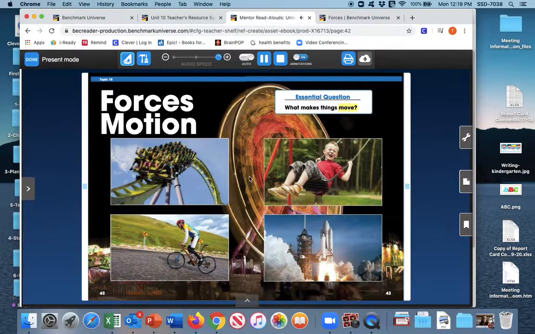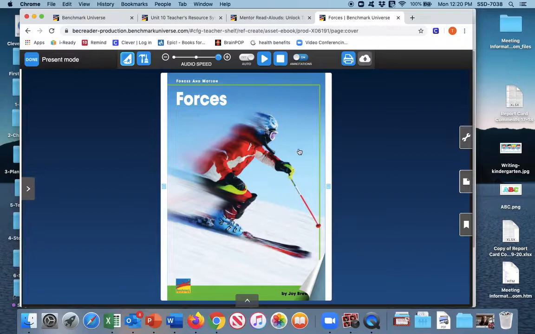So these are just some different pictures of things that move. So again, the roller coaster, the person on the bicycle going up the hill, the boy swinging, and then of course the rockets. Okay? So now we're going to move on to forces in our big book. And we're not going to go through and read the whole story again. We're going to be focusing on specific skills.